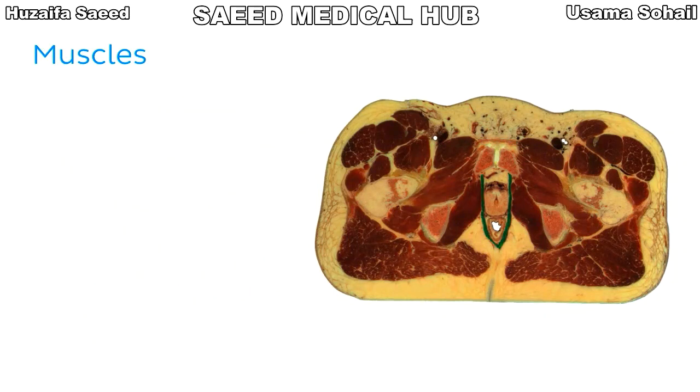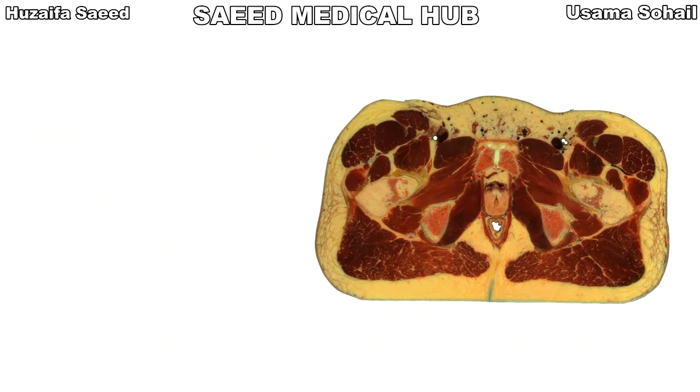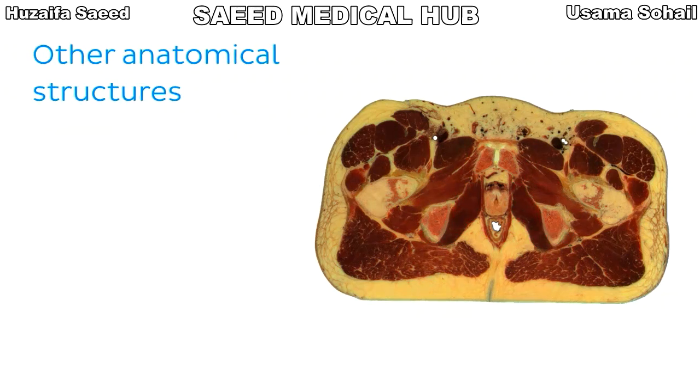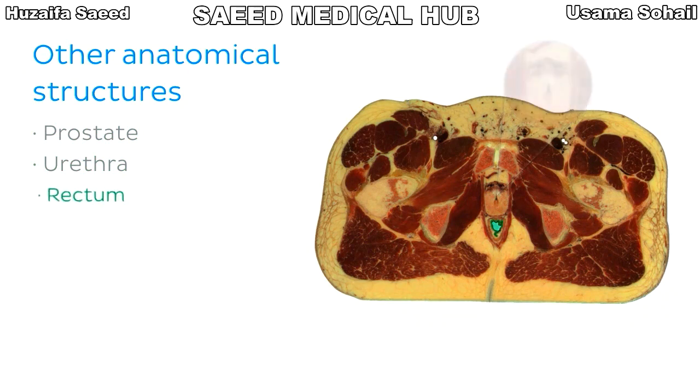Moving posterior to the pyramidalis and the pectineus muscles, we found the obturator externus here, and its counterpart, the obturator internus. And after covering all the muscles in this cross-section, we looked at several other anatomical structures at this level. Moving anterior to posterior in the midline, we can see the prostate, the urethra, and the rectum. To finish off this tutorial, we found the associated blood vessels and nerves in this cross-section.